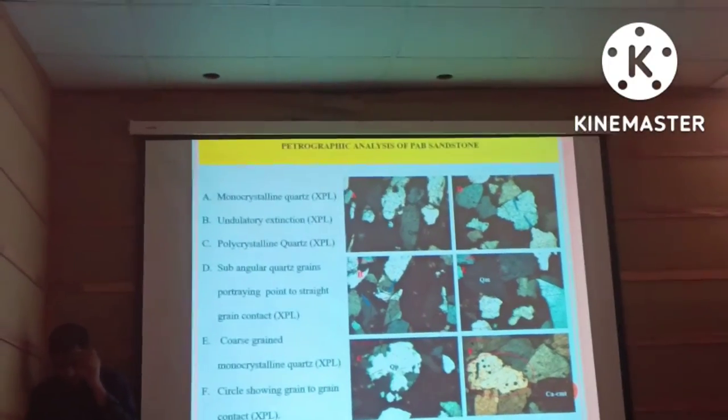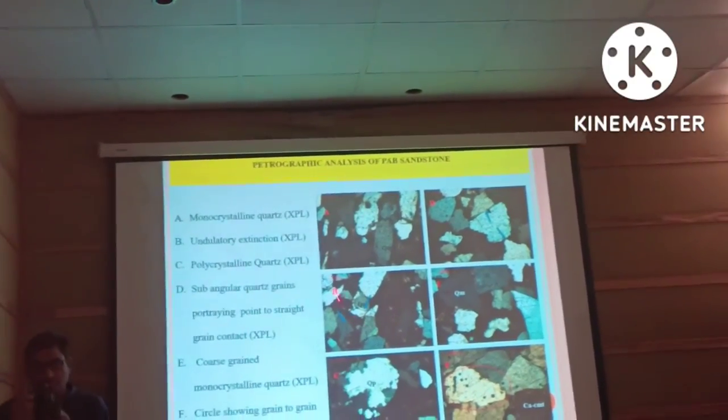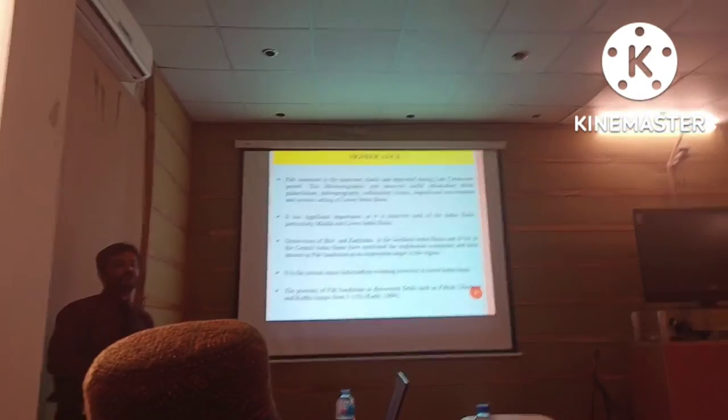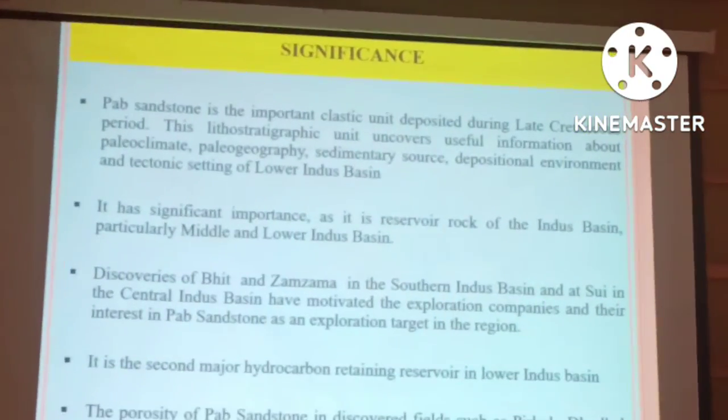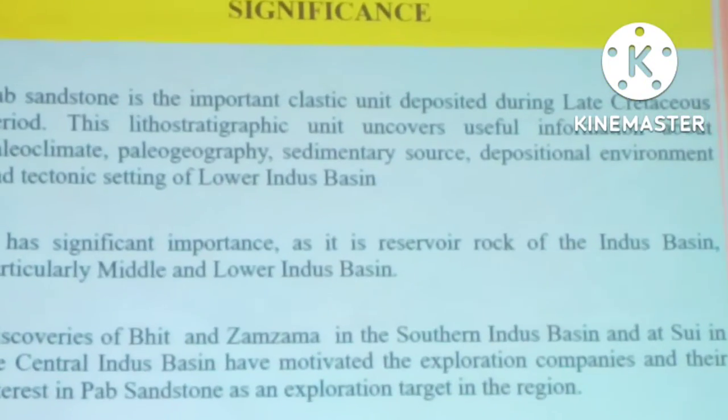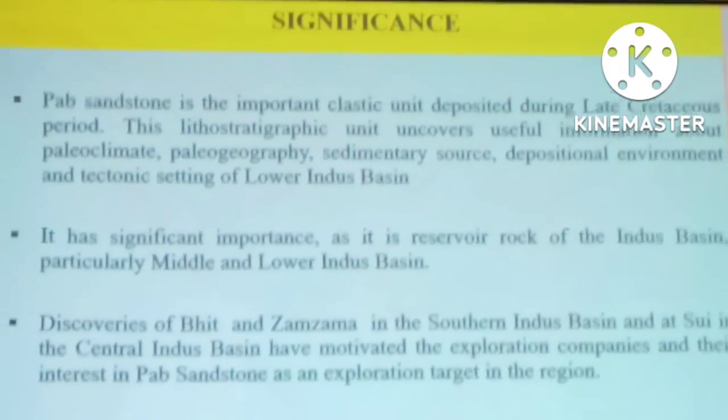This is the petrographic analysis of Pab sandstone showing monocrystalline quartz dominantly, and here it is polycrystalline quartz, in the lower Indus basin after Bodu sands. The porosity of Pab sandstone in the discovered fields such as Pirkoh, Dodak, and Rodho ranges from 5 to 15.